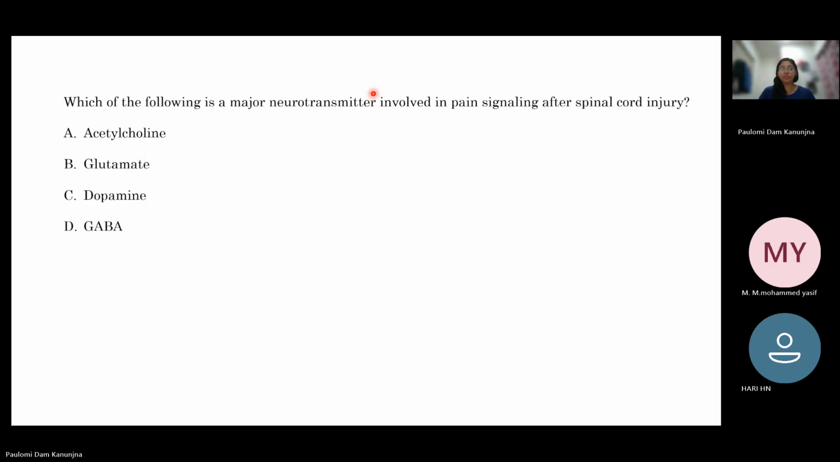Okay. Now again, similar to all the other injuries or diseases that we have read so far, which neurotransmitter is part of pain signaling in spinal cord injury?